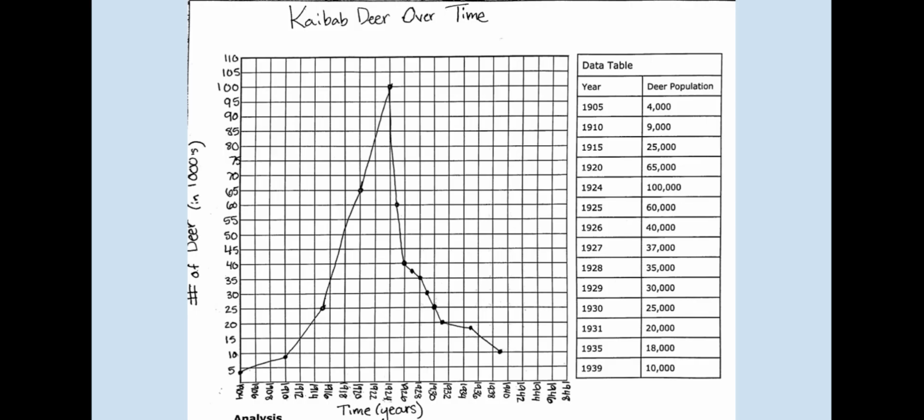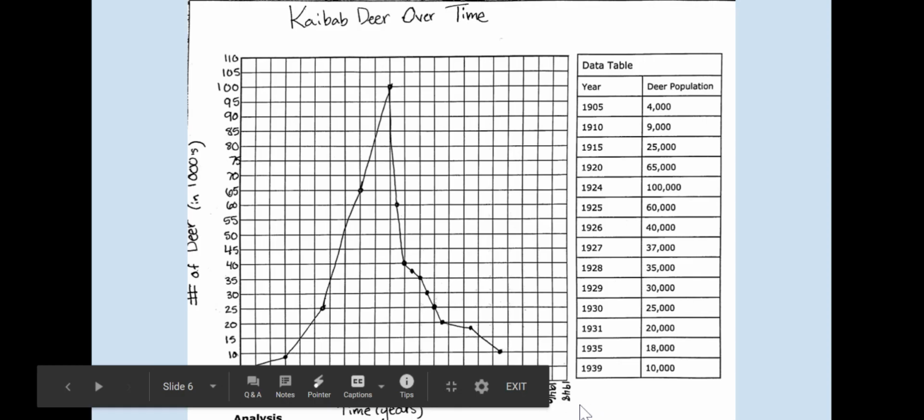Now, take a look at our data here. We've made a line graph. We use line graphs when we're talking about change over time, and this is the change in the Kaibab deer population over a period of time. On this line graph, we have an x-axis.